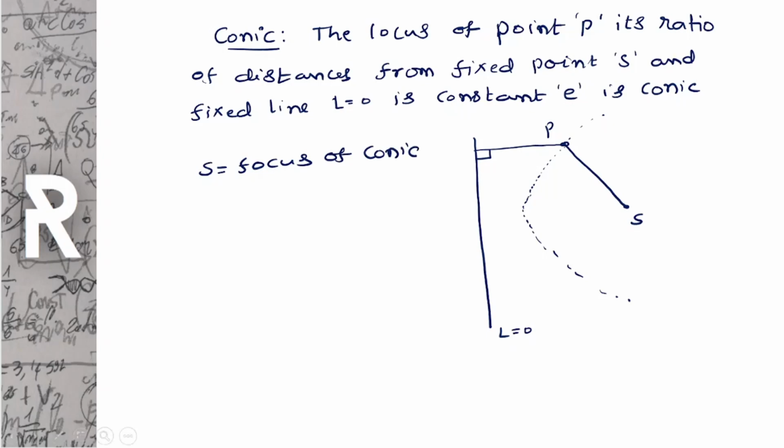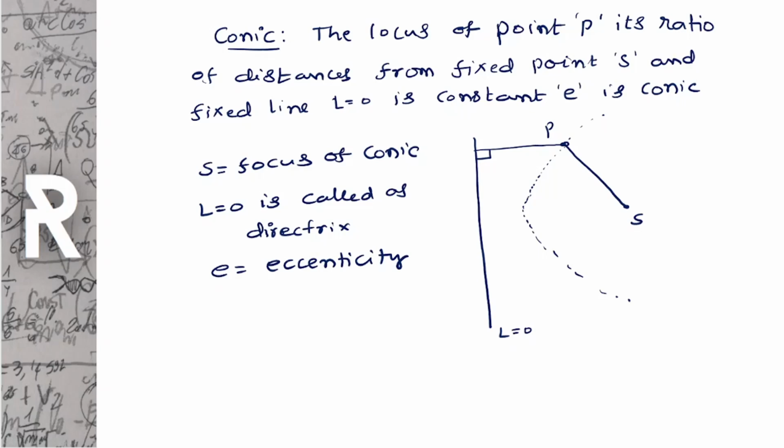One more thing, S is called the focus of the conic. The fixed point S is the focus of the conic. L is the fixed line, called the directrix. The ratio is named eccentricity. Different values of E give different conics.